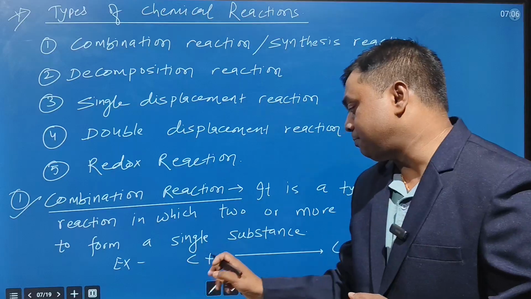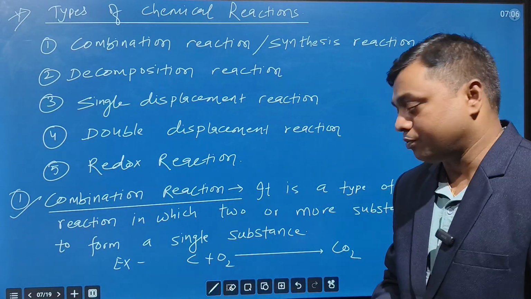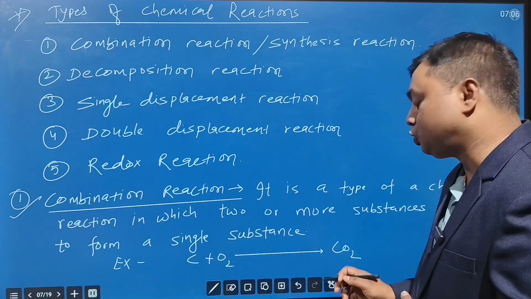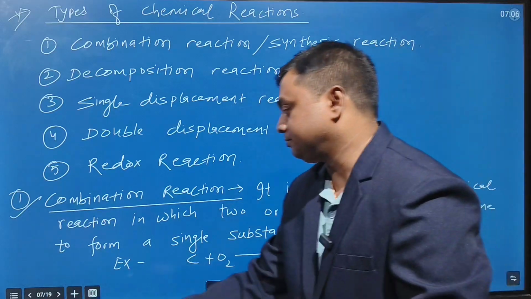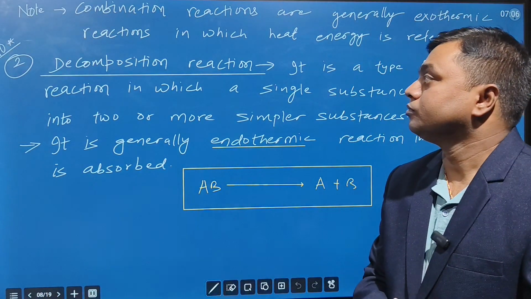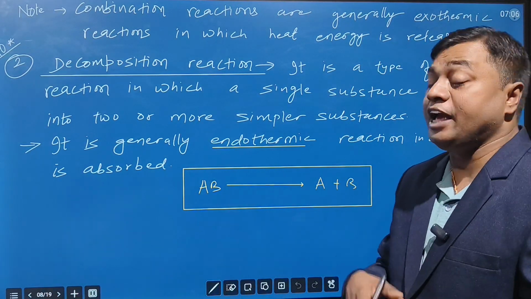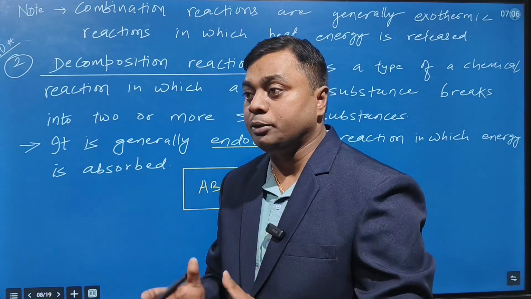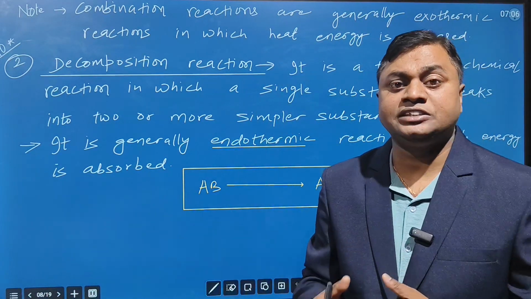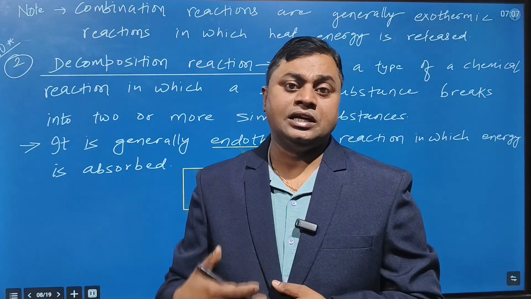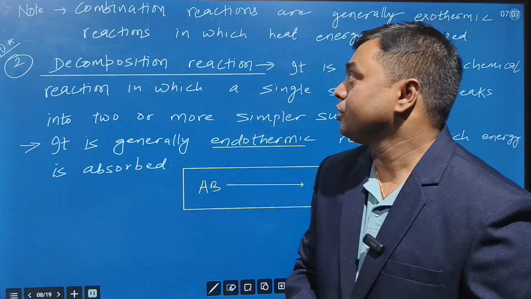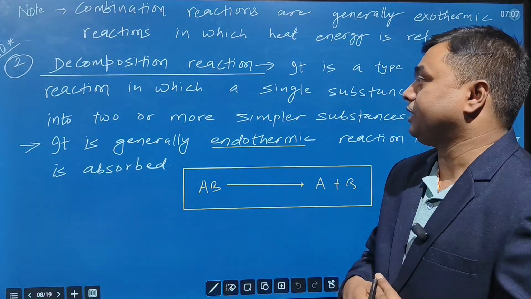For example, C plus O2 gives rise to CO2, that is carbon plus oxygen gives rise to carbon dioxide. Combination reactions are generally exothermic reactions. What do you mean by exothermic reactions? The reactions in which heat or energy is released. So they are called exothermic reactions.